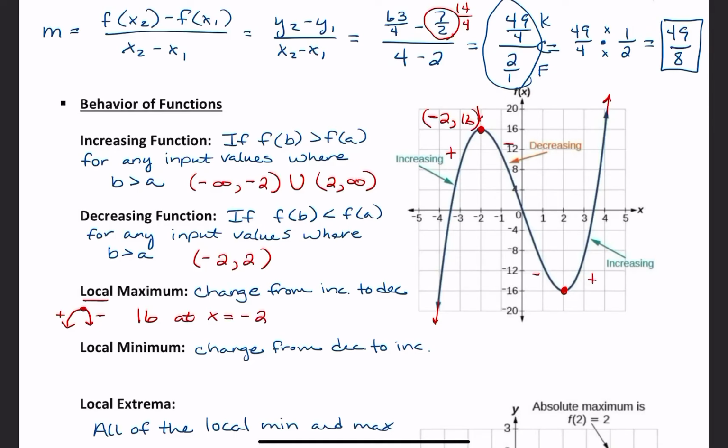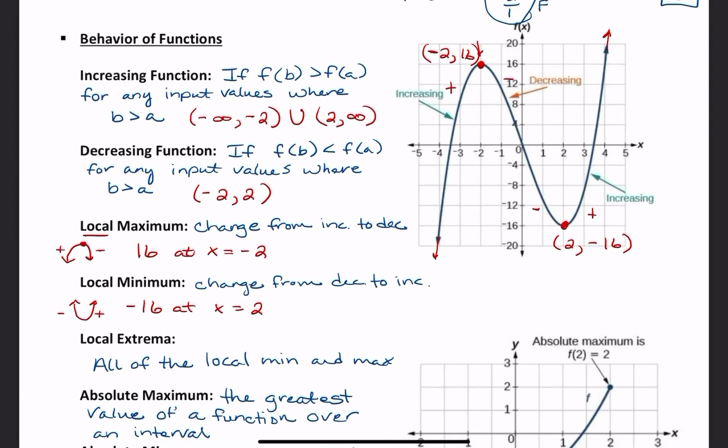The local minimum is a change from decreasing to increasing, which in this case would be at (2, -16). So you'd say you have a local minimum of -16 at x equals 2. That's your local minimum and local maximum. Those both are called local extrema. So the minimum and the maximum are known as extrema.